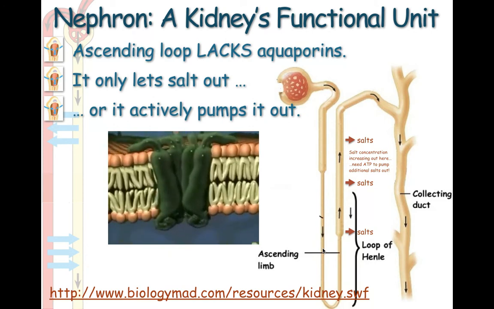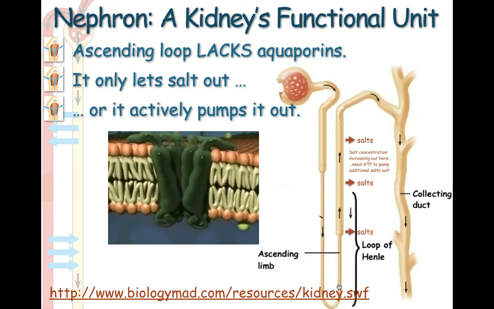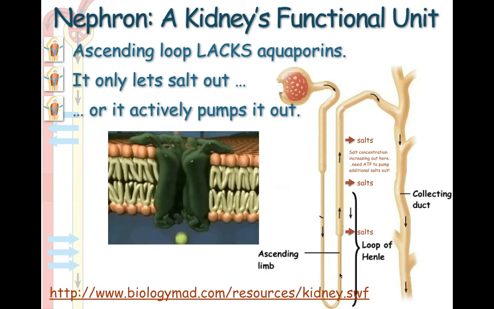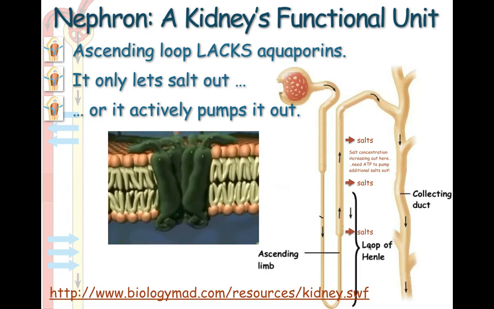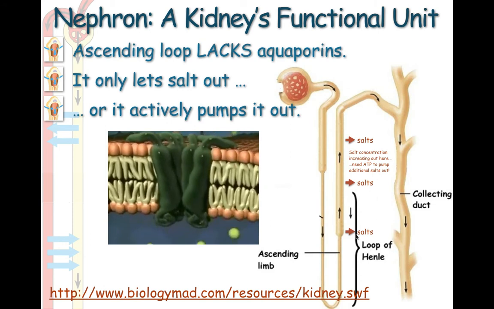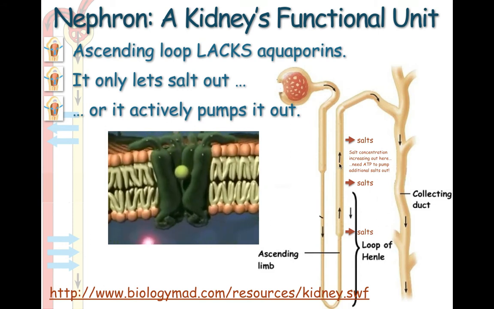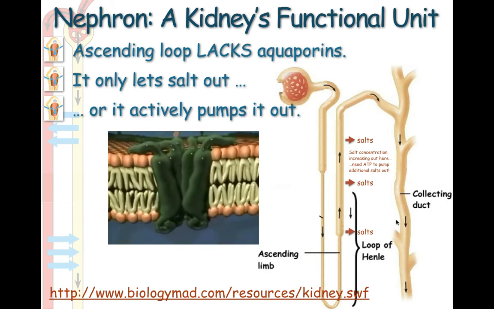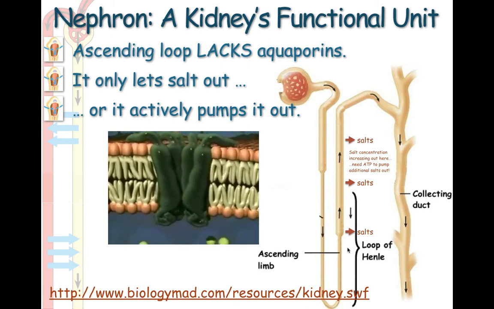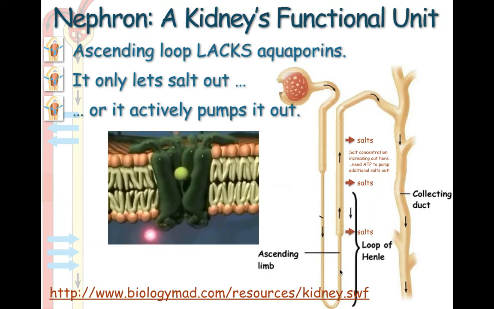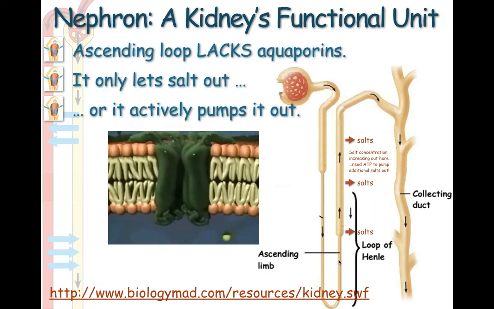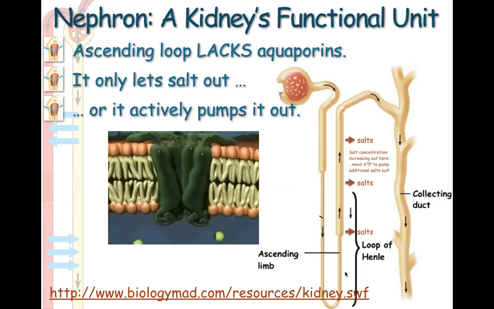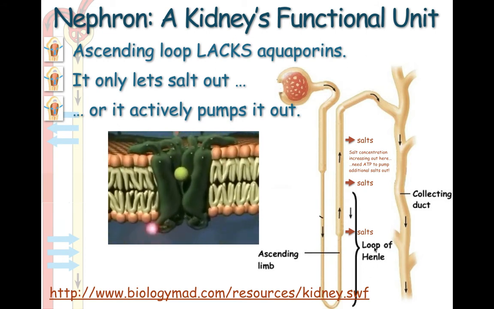As we move up the ascending limb, we are taking those salts and pushing them out of the loop of Henle and into this interstitial space in between the ascending limb of the loop of Henle and the collecting duct. Initially, these salts simply move by diffusion because there's a very high concentration of salts in the loop of Henle, and this area doesn't have very much salt.